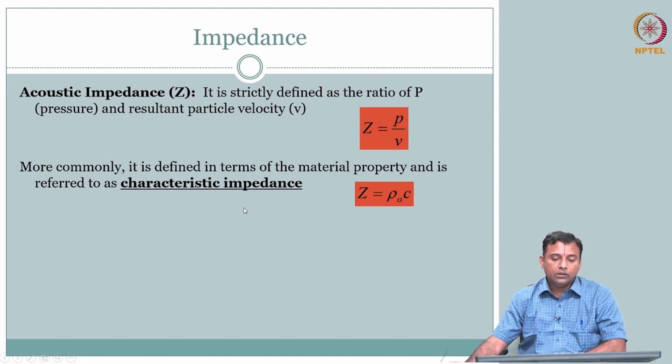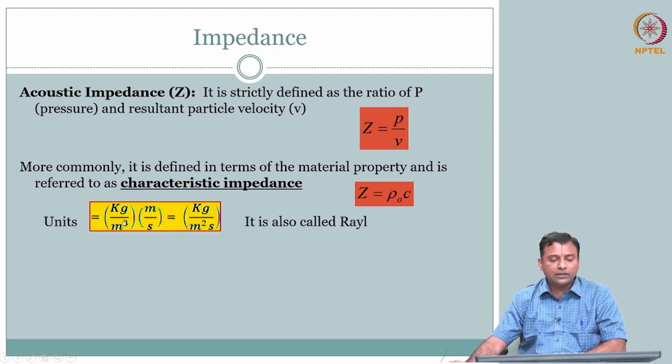If you do that, it has its own units. So, kg per meter cube is your density, C is your velocity, so it is meters per second. So, you have kg per meter square second. However, it is mostly called the rayl. What is this rayl? This is in honor of a pioneer, Lord Rayleigh, Rayleigh theory of sound.